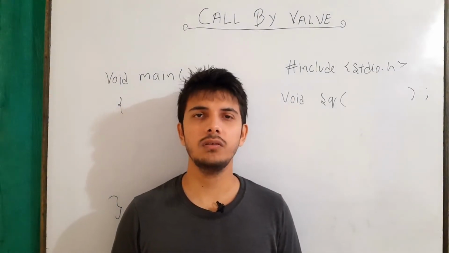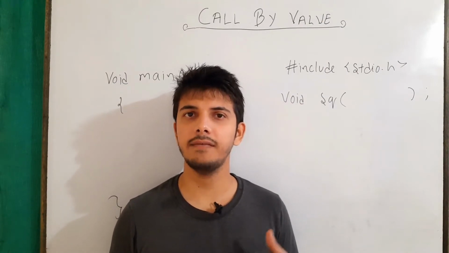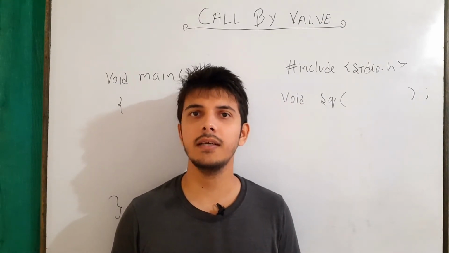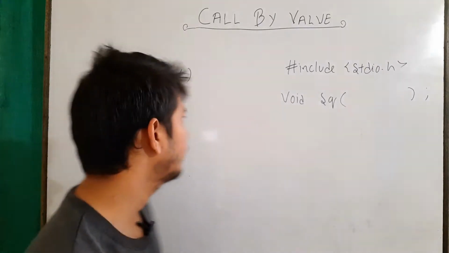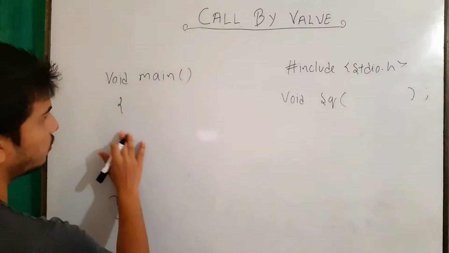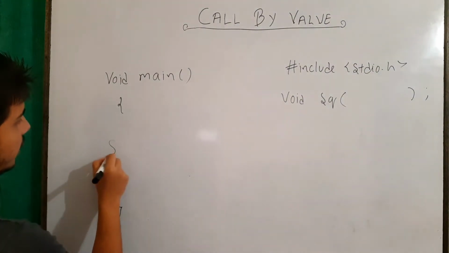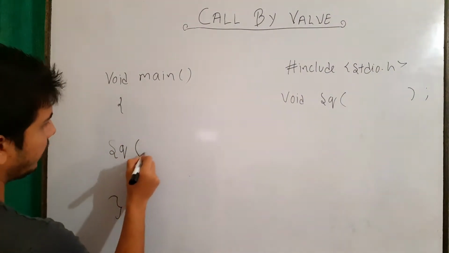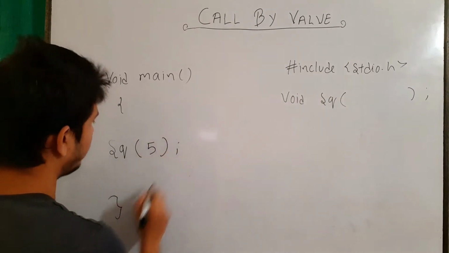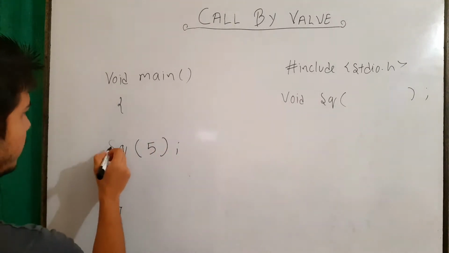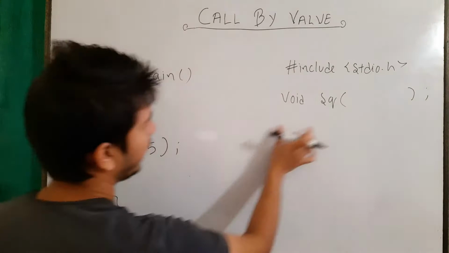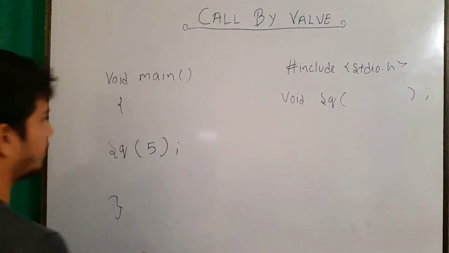Now let's say I want to send a number to a function and that function will calculate the square of that number. To make it, first let's say that I want to send to the function the value of 5. So during calling I will write here 5. This is the calling of function sq5. And here is its prototype, right?